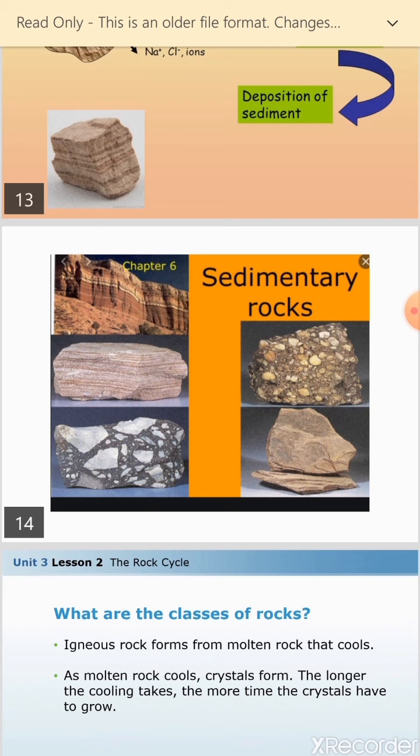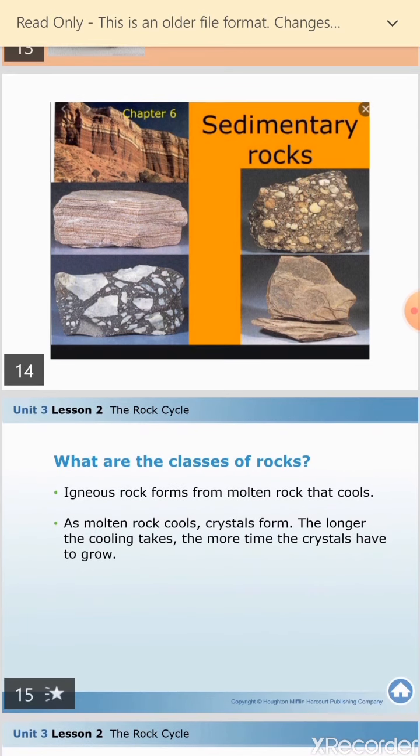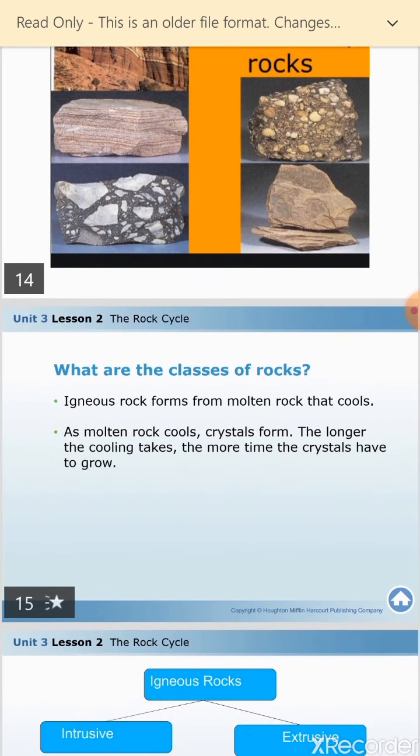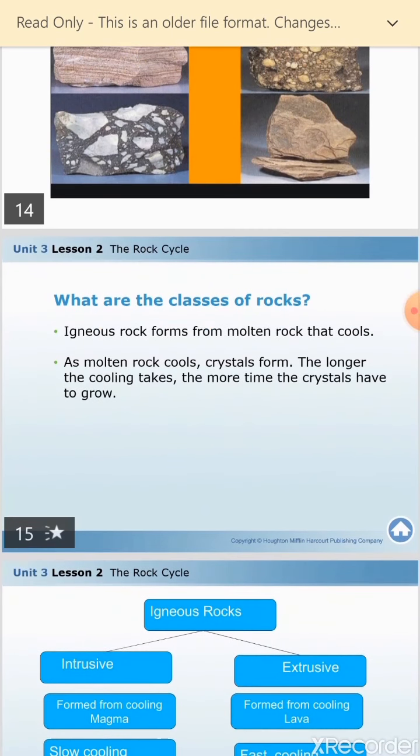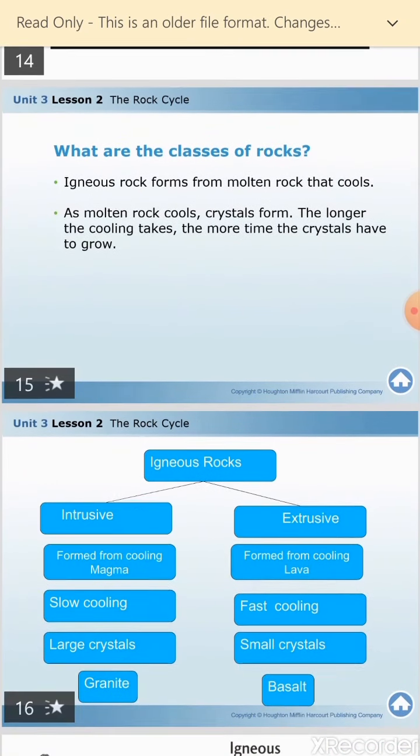So, as we mentioned at the beginning of this lesson, the rocks can include in their composition some organic material. That's it. This is about the sedimentary rocks. Now let's talk about the igneous rocks. We said that the igneous rock is formed from molten rock when it cools.